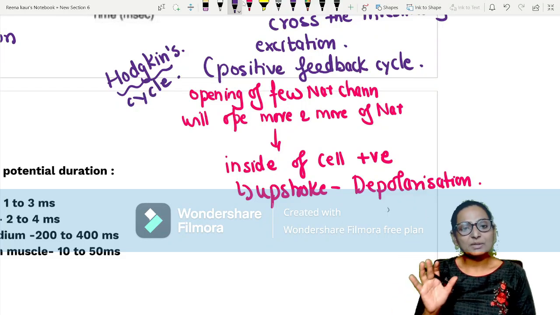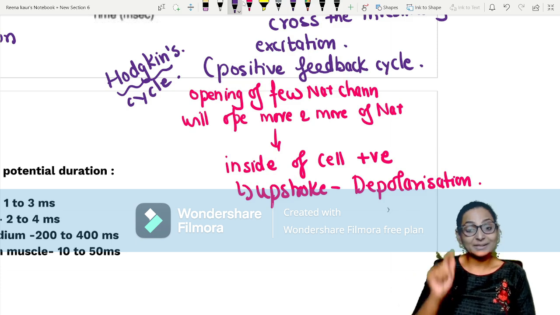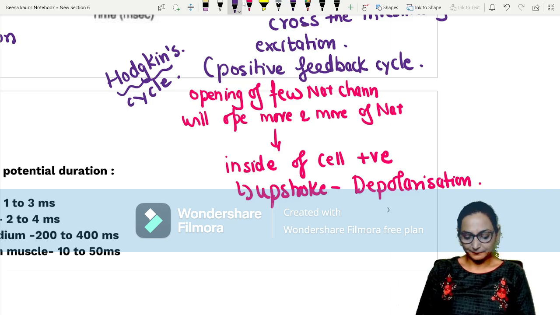So what is the cause of depolarization? Fast voltage gated sodium channels. Remember it is fast and it is voltage gated. दोनों बातें आपको ध्यान रखनी है. Yes, good, very good.